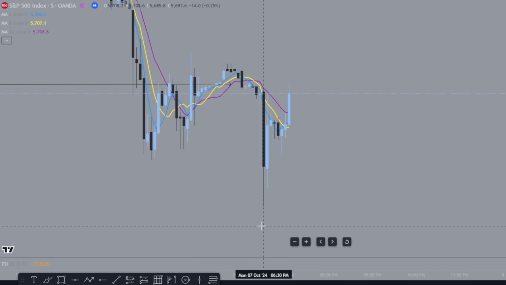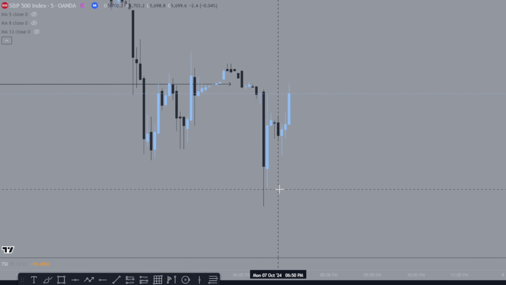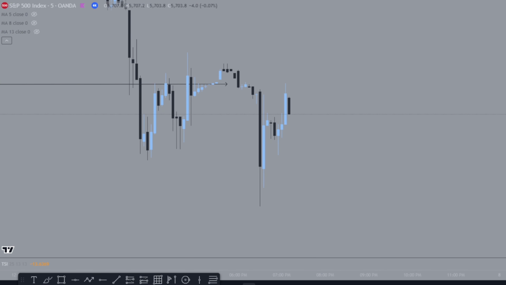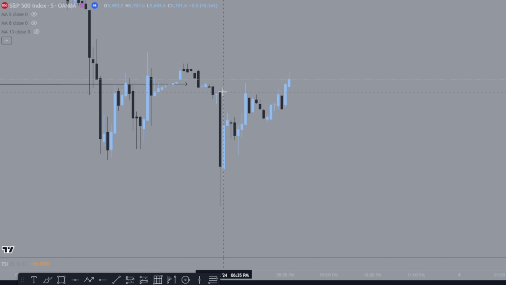We figured out where we're at on the higher time frame in the 4-hour, but right now we're in the 5-minute. So I'm going to go ahead and turn off all the MAs, the moving averages, for right now, because there's so many times they're going to cross. They may give you some mixed signals.